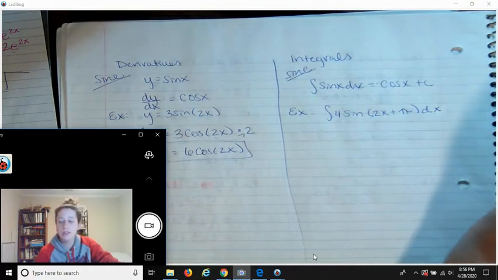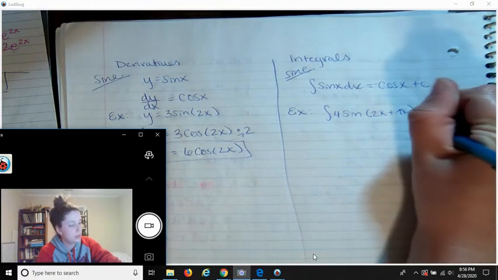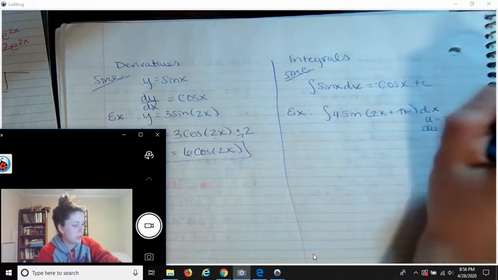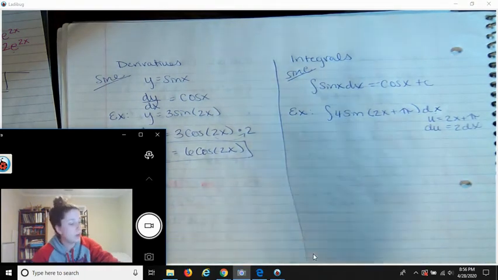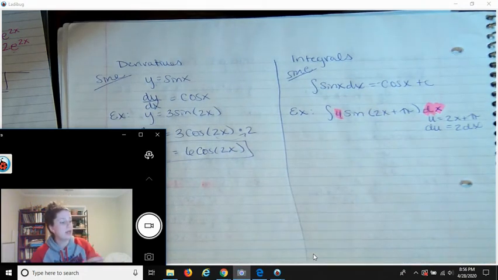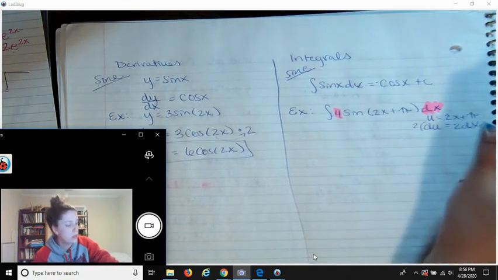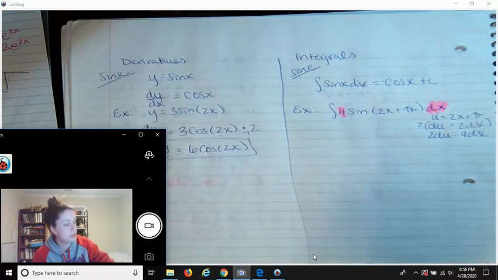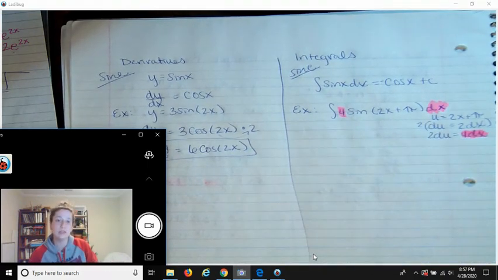Okay, so let's see here. We want to do the chain rule. So my u is going to be 2x plus pi. This means my du is going to be 2 dx. Notice that what is in my equation that's not u is 4 dx. I want those two things to be equal. So I'm going to multiply this whole equation by 2. So I get that 2 du is equal to 4 dx. And so now these two things are exactly the same. And I've shown that that is exactly equal to 2 du.